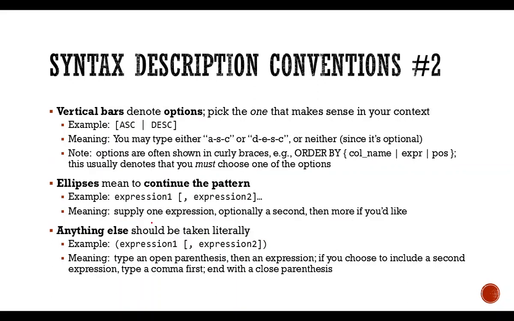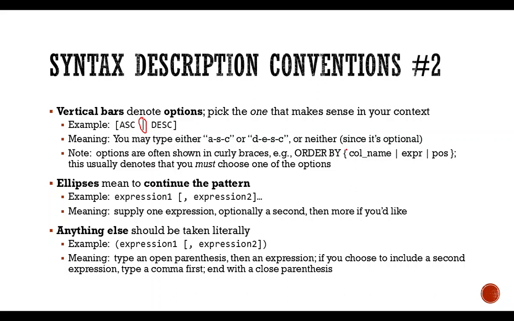When you see a vertical bar, it means you have an option, right? That means you can pick one thing or the other, whichever thing you need based on your context. So here it's optionally either ASC, ascending, or DESC, descending, right? And of course the whole thing's in square brackets, which means the whole thing's optional, all right? So that's one convention that you're going to see. Vertical bar means you have a choice.